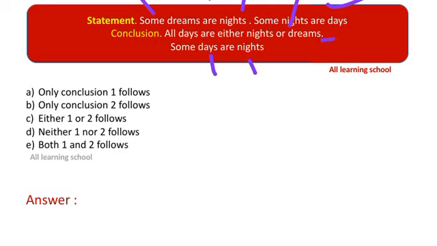In the first conclusion, look at the word all days. Days are present in the second statement. Nights or dreams: the word dream is present in the first statement. In the conclusion, one word is from the second statement and one word is from the first statement. So we need to merge these two statements. But according to the rule of merging, these two statements cannot be merged. So the first conclusion will be wrong, but the second conclusion will be correct.